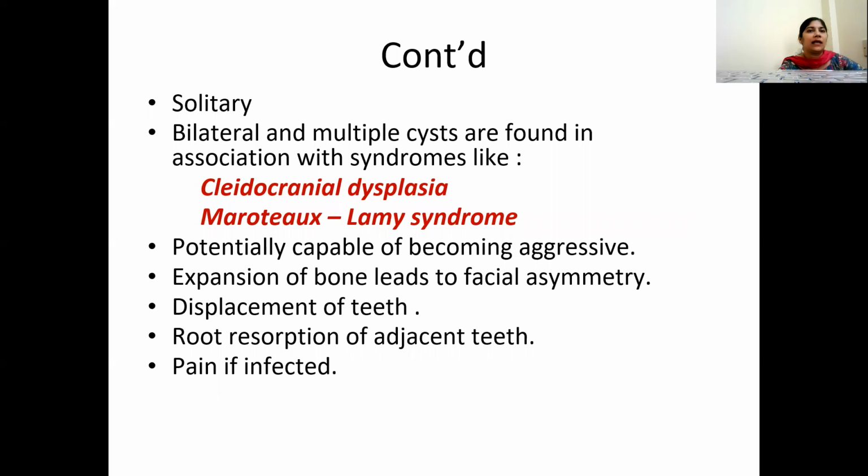It is potentially capable of becoming aggressive. Expansion of bone leads to facial asymmetry. In some cases, displacement of teeth is also noted. Root resorption of the adjacent teeth is also noted. Pain occurs if it is secondarily infected.